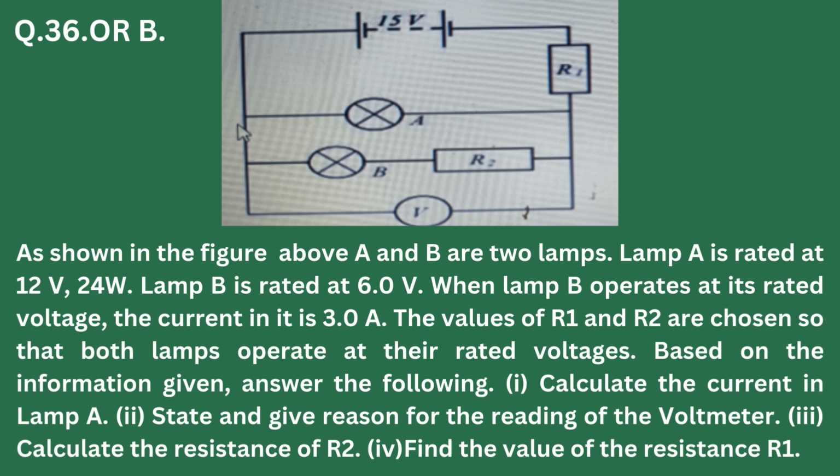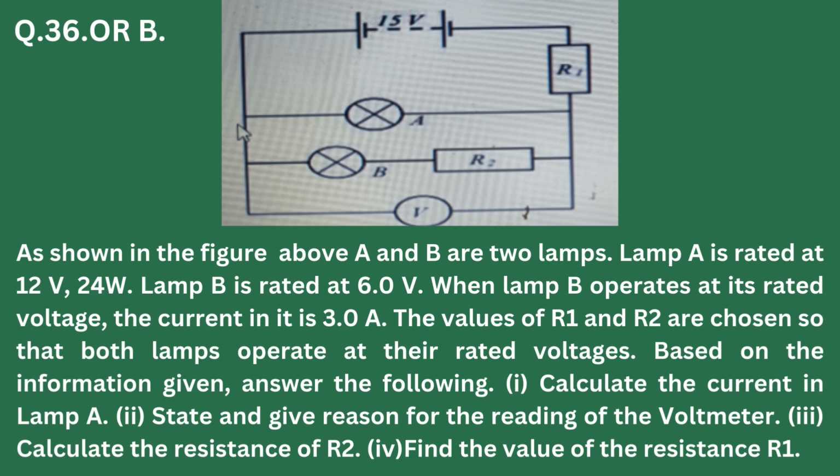Question number 36, B. As shown in the figure above, A and B are two lamps. Lamp A is rated at 12 volt 24 watt. Lamp B is rated at 6.0 volt. When lamp B is operated at its rated voltage, the current in it is 3 ampere. The values of R1 and R2 are chosen such that both lamps operate at their rated voltages. Based on the information given, answer the following.